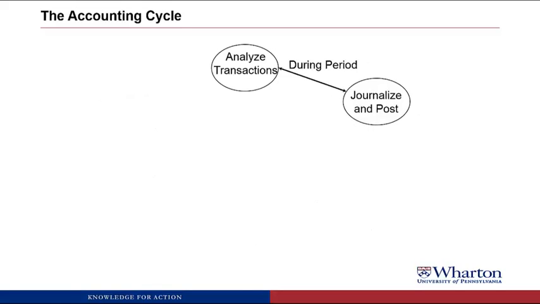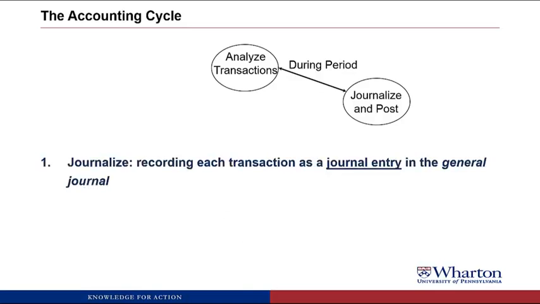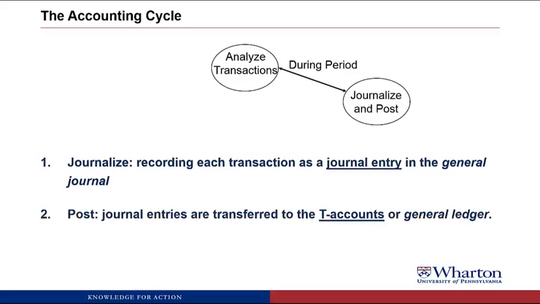So with the case, we're going to start off with the first part of the accounting cycle where we analyze transactions and then figure out whether to journalize and post them. Journalize is we're going to come up with a journal entry for each transaction, and then we're going to post them to T accounts, which will keep track of the balances in all of the accounts as we go along.